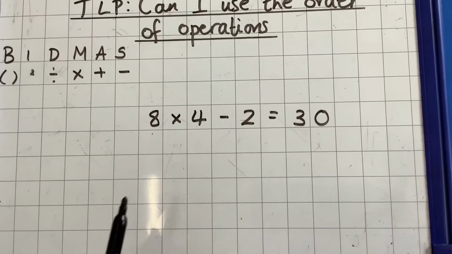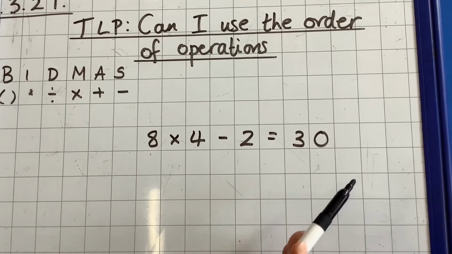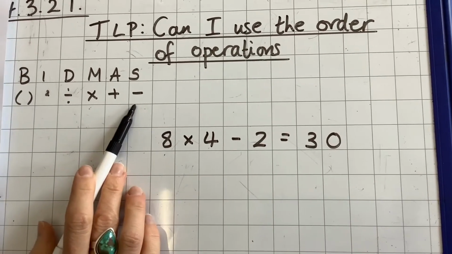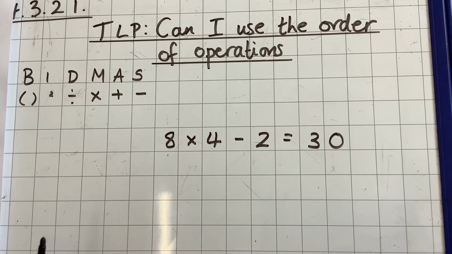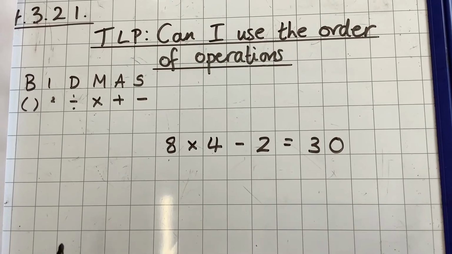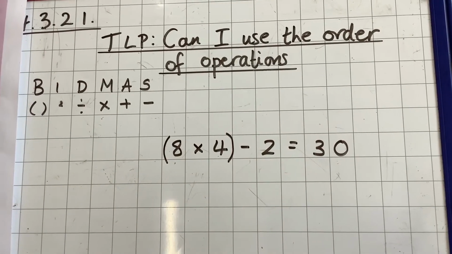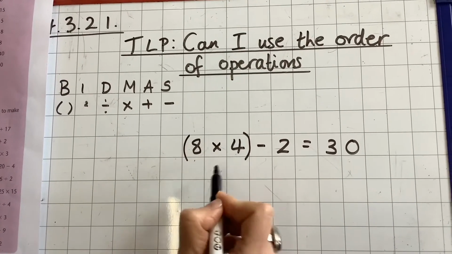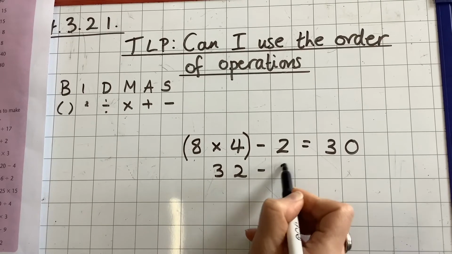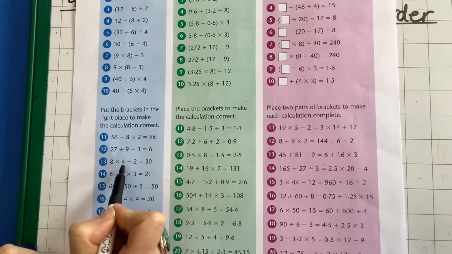Let's have a little experiment with this. If there aren't any brackets here, I need to do multiplying before subtracting, so it's in the right order anyway. 8 times 4 would give me 32. Take away 2 is 30. That's fine then. Let's make sure people are completely sure by doing what is in the brackets first, which is 32, take away 2 equals 30. So my brackets on this sheet would have to go here.